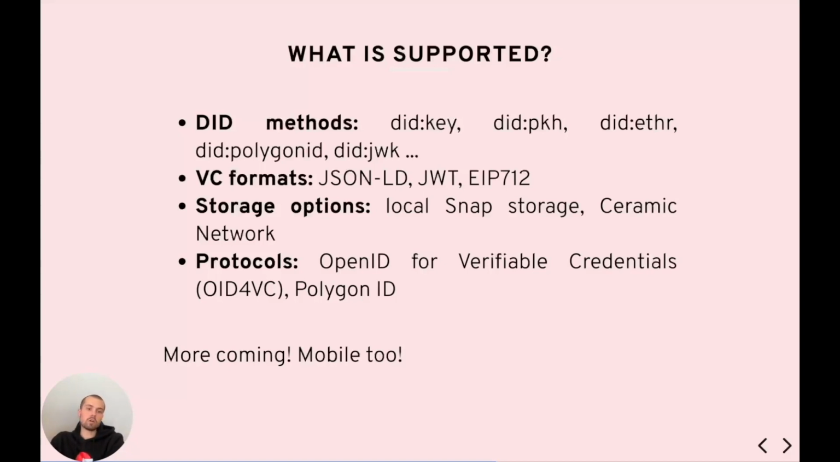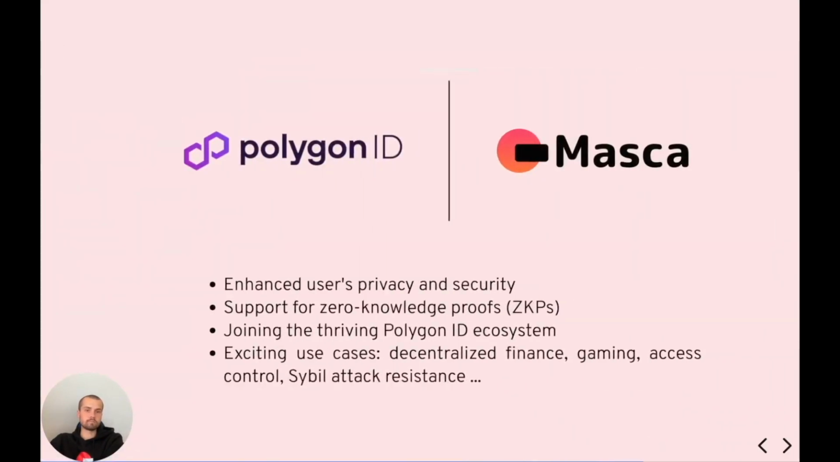And we are already working on many exciting new features such as supporting selective disclosure, the on-chain capabilities of the PolygonID protocol, and new storage solutions. And we are also working on the mobile version. Since MetaMask Snaps will be available on mobile sometime next year, we are already working on this integration.